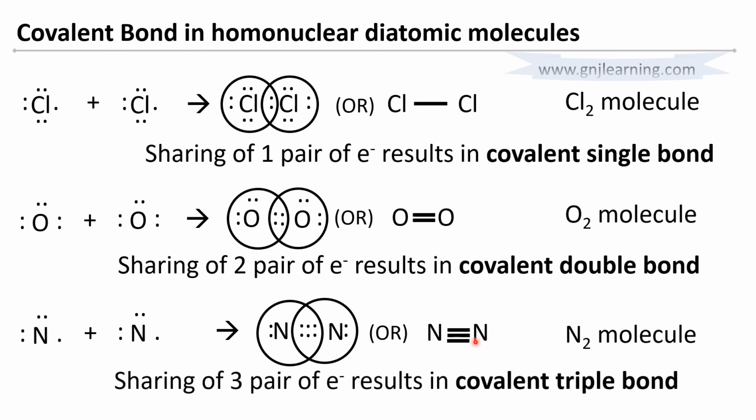So in the case of chlorine, it is sharing of one pair, which results in a covalent single bond. In the case of oxygen, it is sharing of 2 pairs of electrons that results in a covalent double bond. And in the case of the nitrogen molecule, it is sharing of 3 pairs of electrons resulting in a covalent triple bond. More molecules we will see in the coming part.